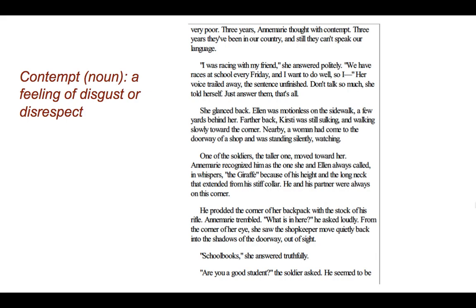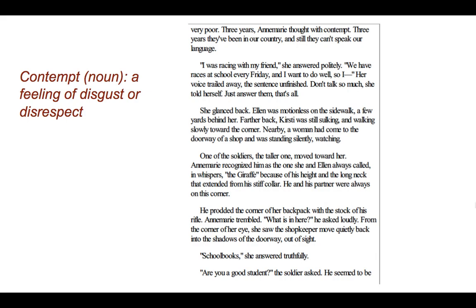One of the soldiers, the taller one, moved toward her. Anne-Marie recognized him as the one she and Ellen always called, in whispers, the giraffe, because of his height and the long neck that extended from his stiff collar. He and his partner were always on this corner. He prodded the corner of her backpack with the stock of his rifle.